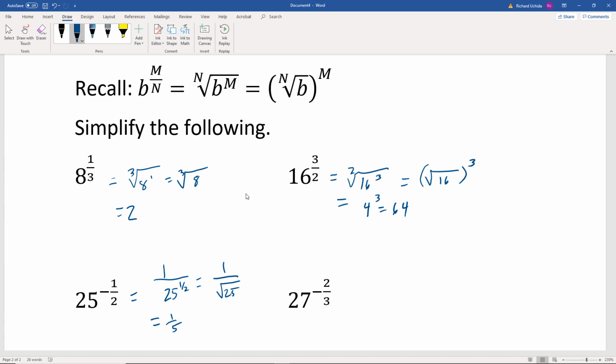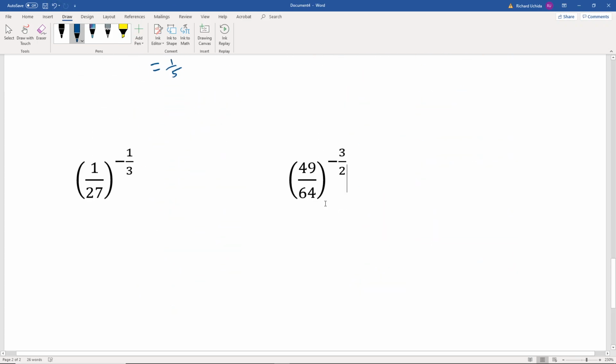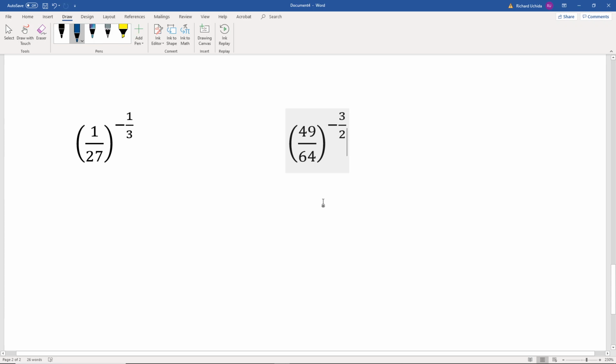27 to the negative 2/3. That would be the same thing as 1 over 27 to the positive 2/3, which is the same thing as 1 over the cube root of 27, squared. And the cube root of 27 is 3, so this will be 1 over 3 squared. So that'll be 1/9.